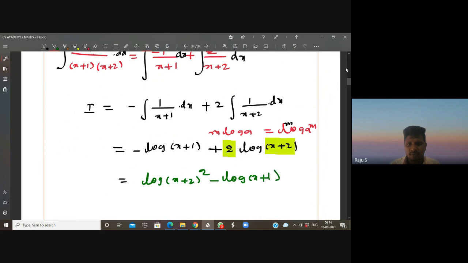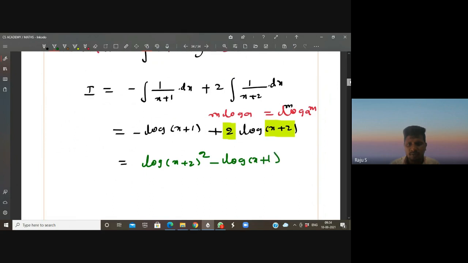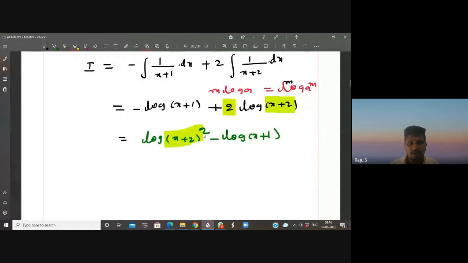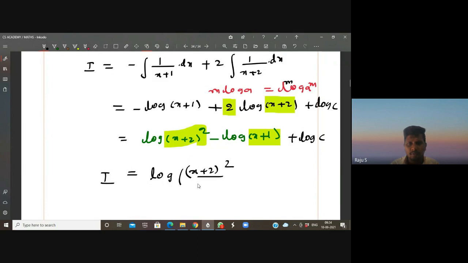See students, again it is in the form of log a. Let us consider this total is log a, this is log b. Log a minus log b. Yeah, you may take a constant here, plus c. I want to take plus c. The constant is plus c, no problem. So the answer is log a minus log b, that is log of (x plus 2) squared by (x plus 1). Okay, this is the answer.